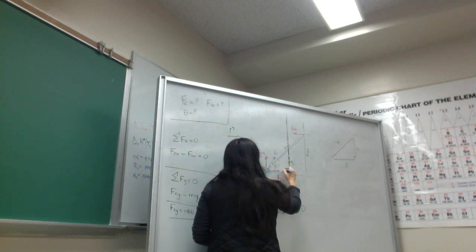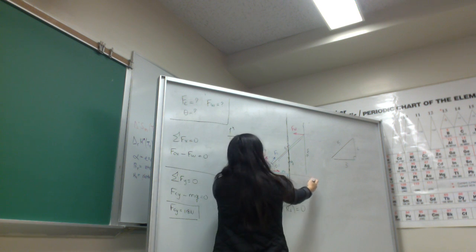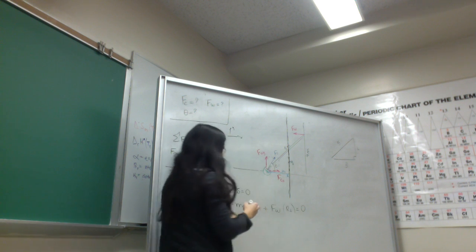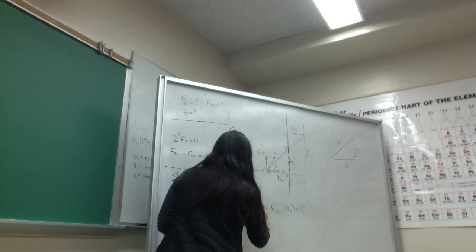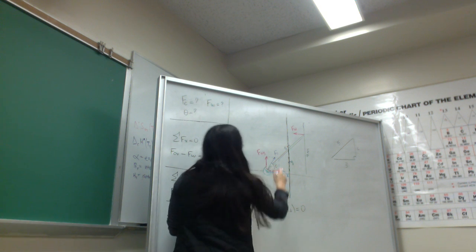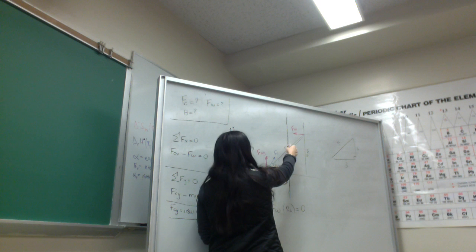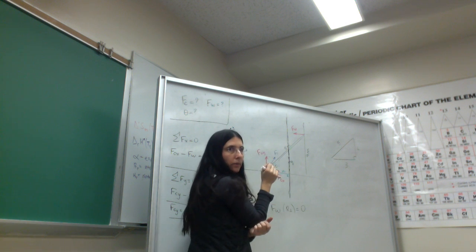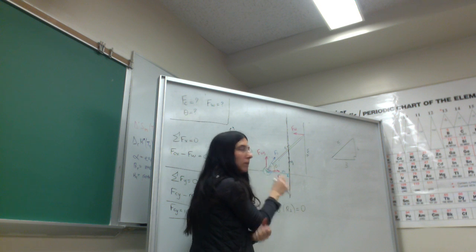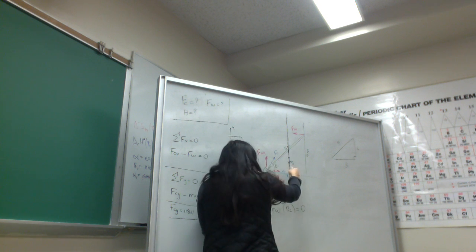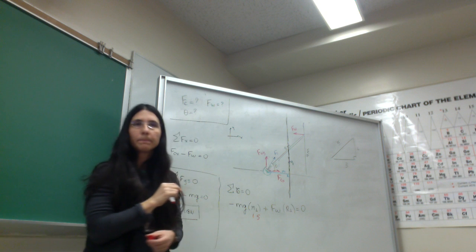So what is this value here? I already know that this whole thing is 3. What should this one be? 1.5. Very good. How do you know that it's halfway? This force is right in the middle of the ladder because it's the weight of the ladder. The ladder is uniform, so the center of mass is right in the middle. So here also will be right in the middle.